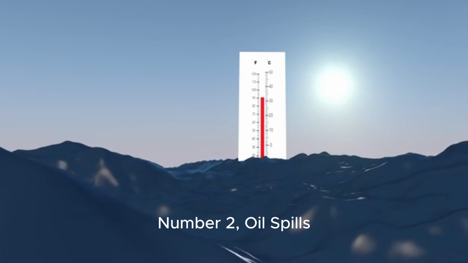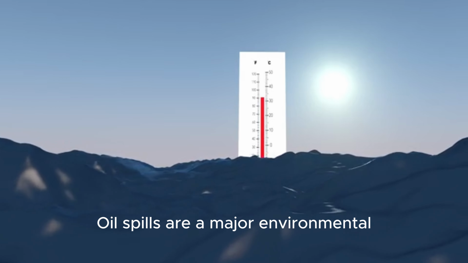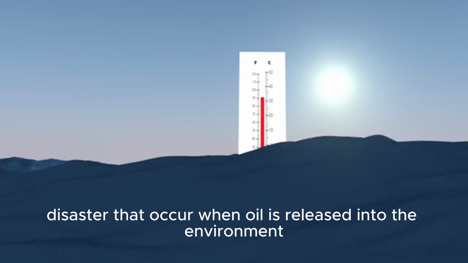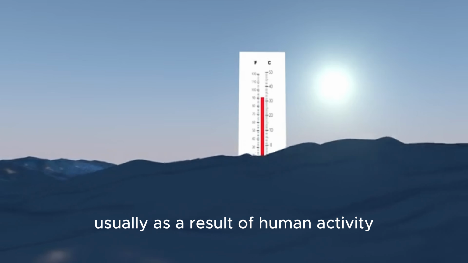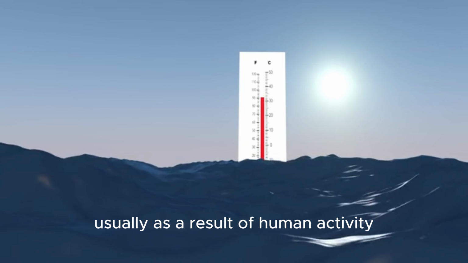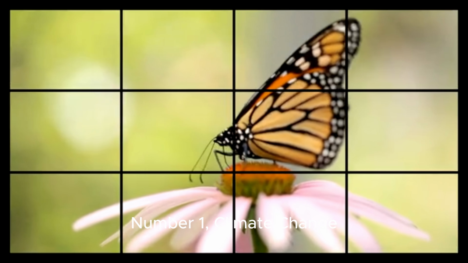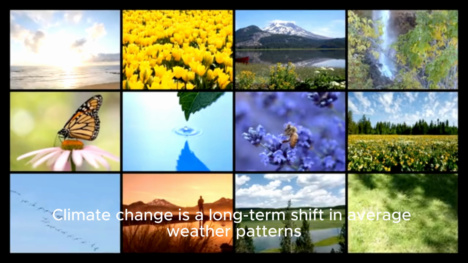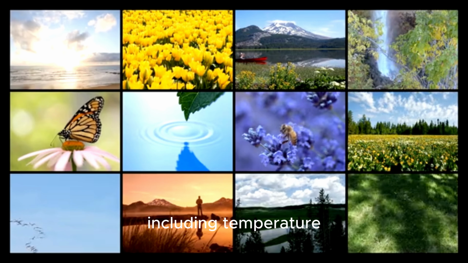Number 2. Oil spills. Oil spills are a major environmental disaster that occur when oil is released into the environment, usually as a result of human activity. Number 1. Climate change. Climate change is a long-term shift in average weather patterns, including temperature.